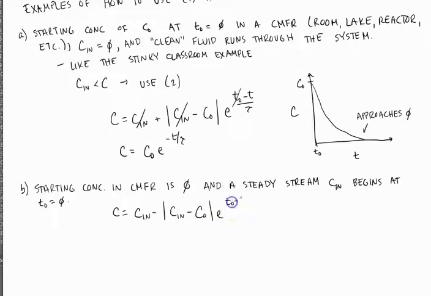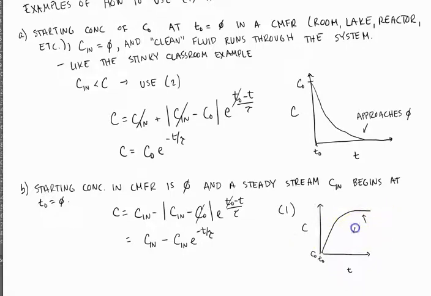So here I am writing down equation 1. And basically I've got T naught equals 0 and C naught equals 0, so I can simplify it. And if I were to take this and graph it, basically what you would see is C naught equals 0 at T naught equals 0, so right there at the origin, and then we've got a steady increase up to some concentration. So this is going to approach Cn.